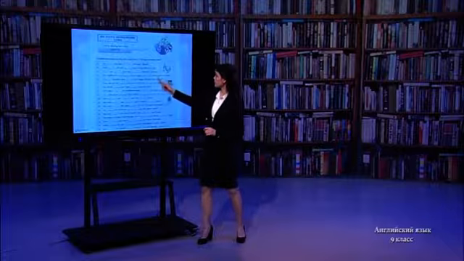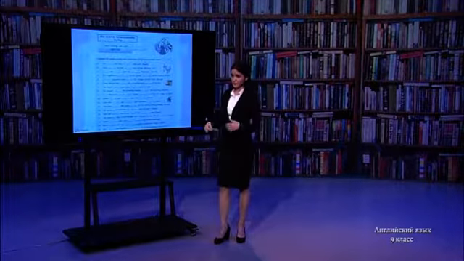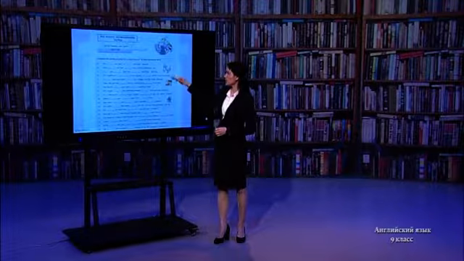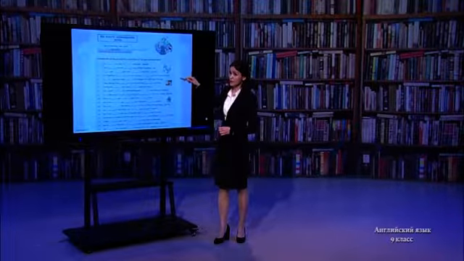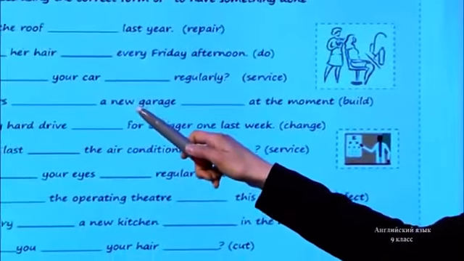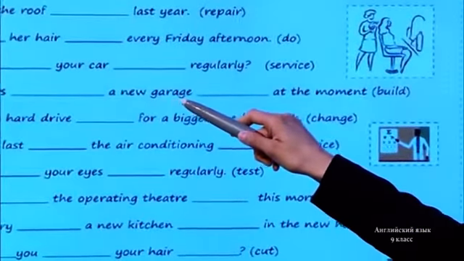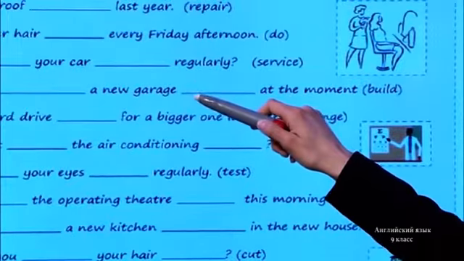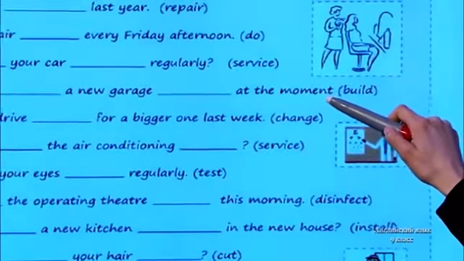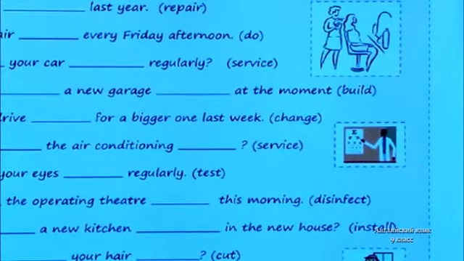Our neighbors at the moment. What does it mean at the moment? At the time of speaking. It's still in process. Well, build. The third form of build is built, right? So our neighbors are having a new garage built at the moment.